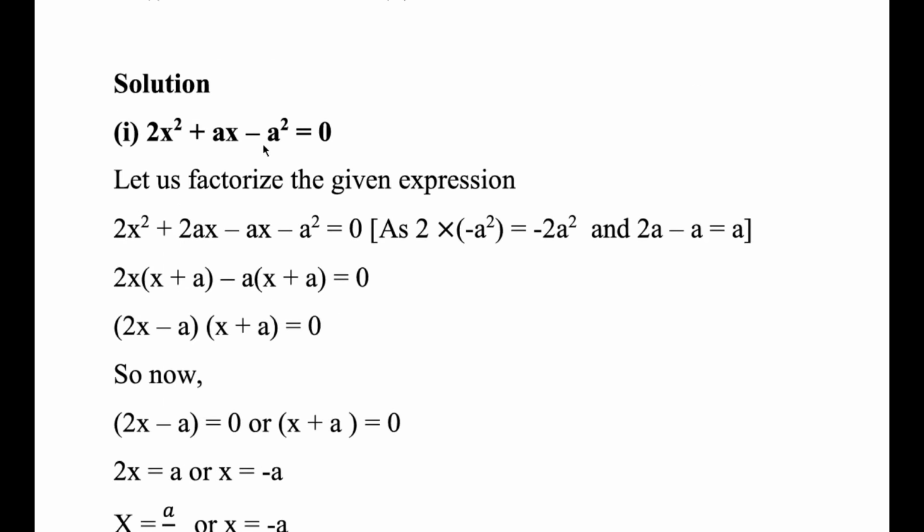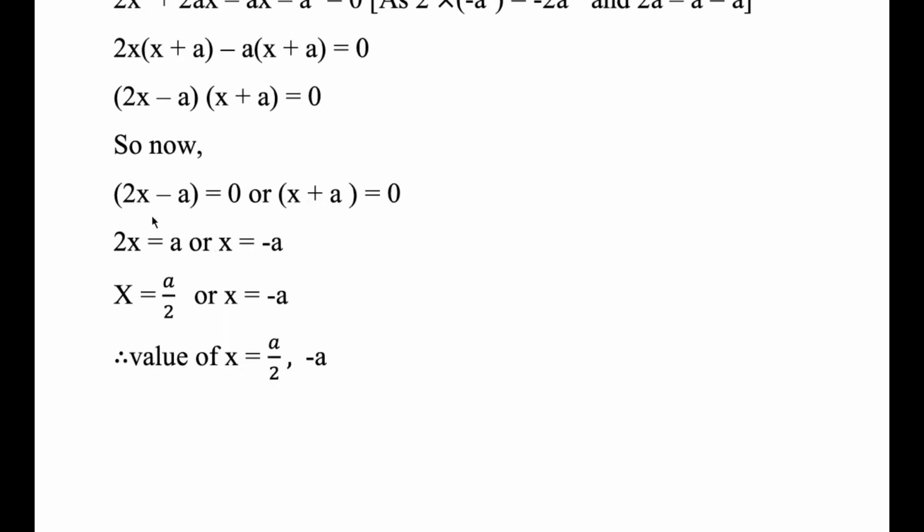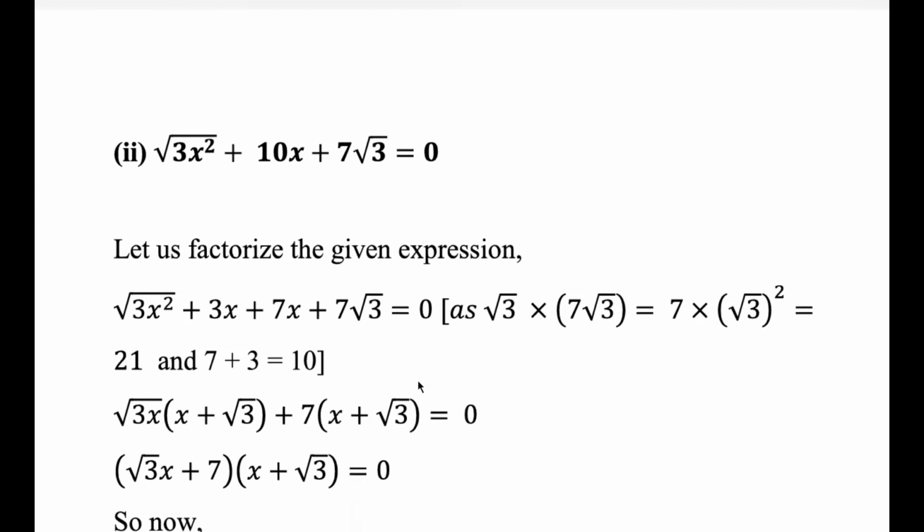2x square plus x minus a square is equal to 0. After that the same way we will proceed. First middle term factorization method, and you will get (2x minus a) into (x plus a) is equal to 0. So if 2x minus a is equal to 0, the value of x will be a by 2, and if x plus a is equal to 0, the value of x will be minus a. Come to the next problem.